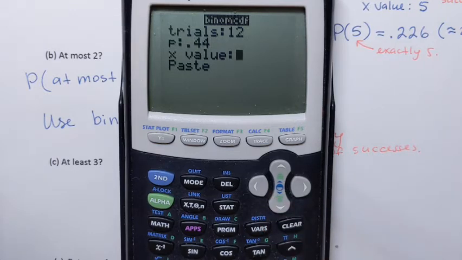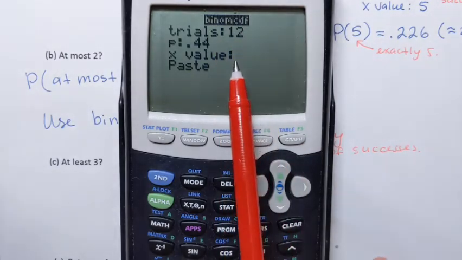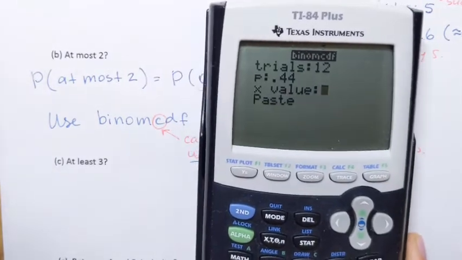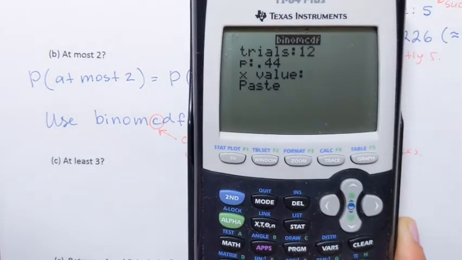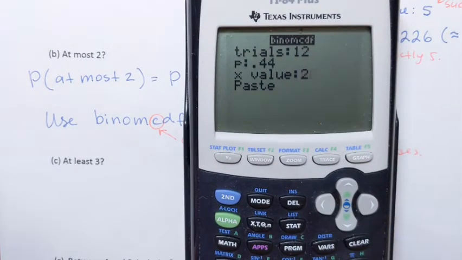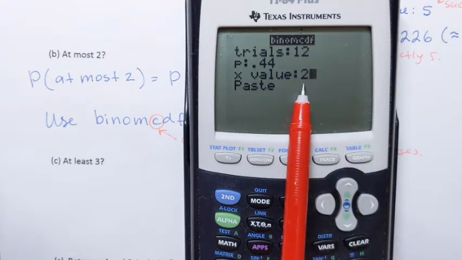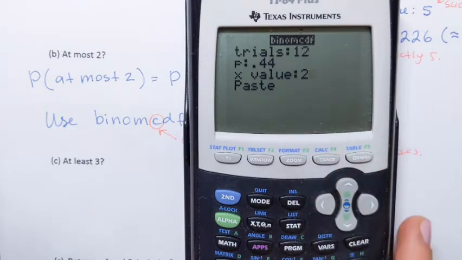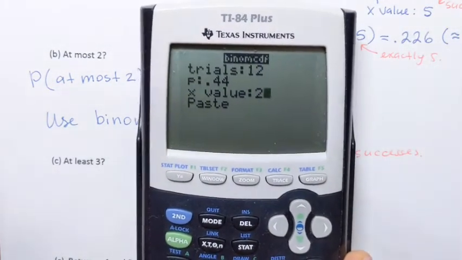But the X value has a different meaning when we use Binomcdf. It has this up to a number of successes value. So here it's at most 2, meaning it's up to 2 successes. Well, that's what I'm going to put here. Before it was exactly 2. If it was Binompdf, now it's up to 2. So that's the meaning of this number. So I'm going to use Binomcdf this way.